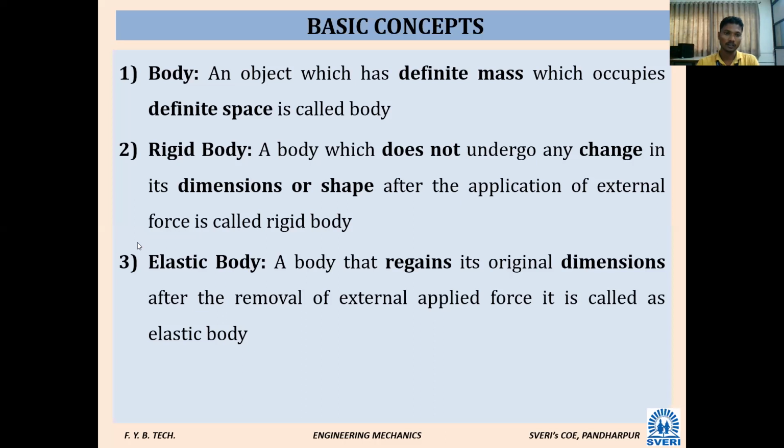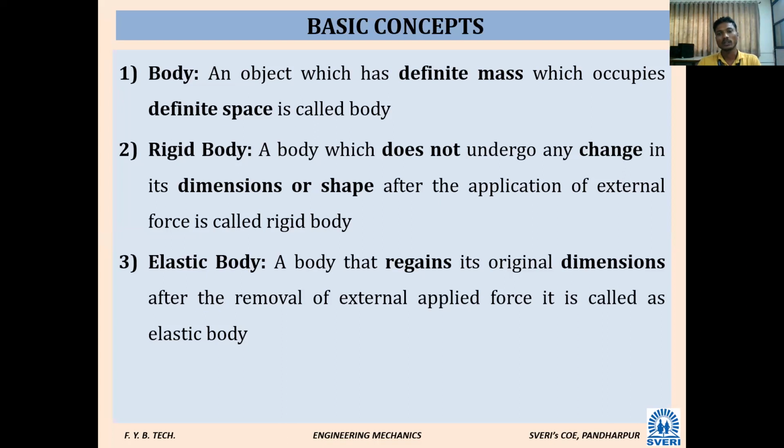Further, it is divided into three parts that we have discussed. One is rigid body, another is elastic body, and one more we have discussed. What was that? Plastic body. Rigid body: a body which does not undergo any change in dimensions or shape after the application of external force is called a rigid body. We discussed that this type of body is ideal, because there is no such body; whenever we apply force, it will go under some deformation. So it is called a rigid body.